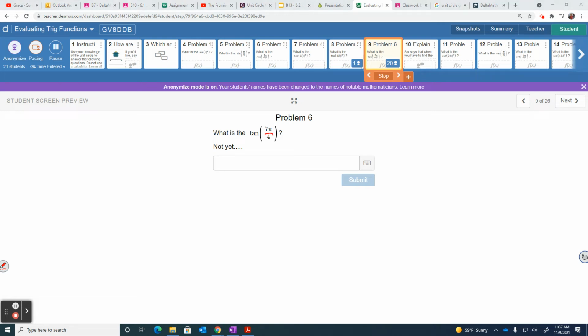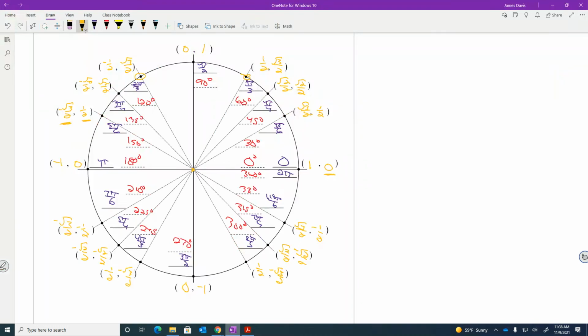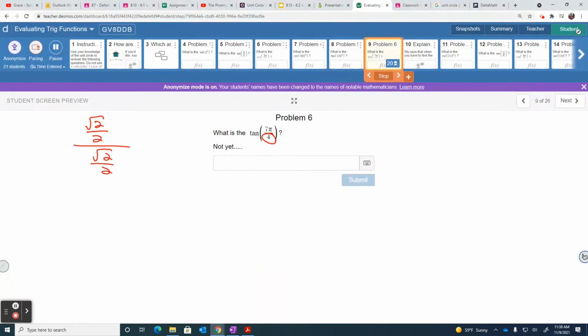Now, any of the ones that end in pi over 4s are going to be the radical 2 over 2s. And anytime you have a tangent, it's really the same thing over itself. You'll end up with a radical 2 over 2 over radical 2 over 2. The only thing is you have to make sure you get the right sign. 7 pi over 4, that's in the fourth quadrant down here, right? Where the y is negative. So what you would have is negative radical 2 over 2 over radical 2 over 2.